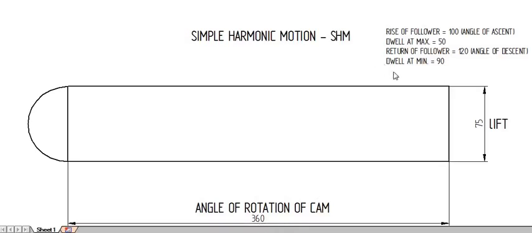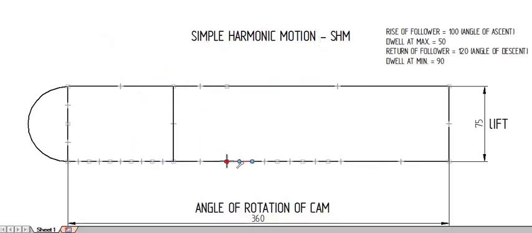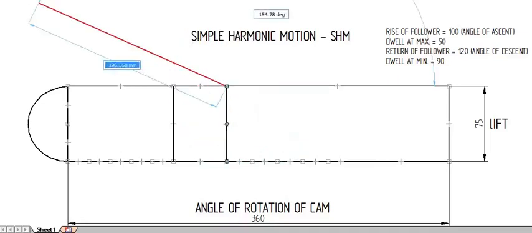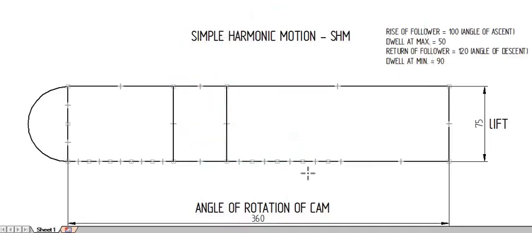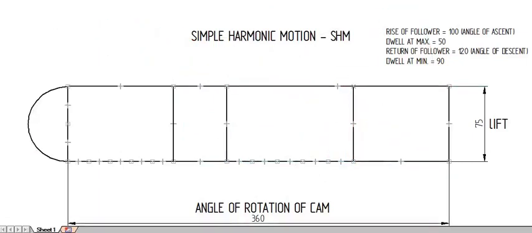Now I have to divide the following into the given sections. So rise, dwell, return, and again dwell. So I am dividing this. The first section I have already divided. The first section will be rise of the follower. Second section will be the dwell at maximum. Third section will be the return of the follower, and last section will be again dwell.